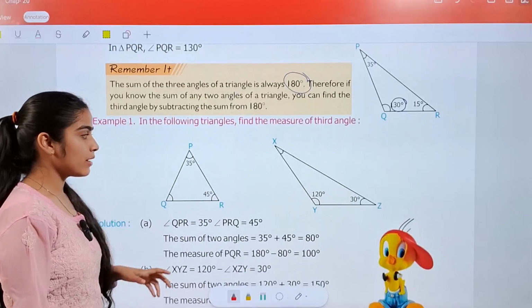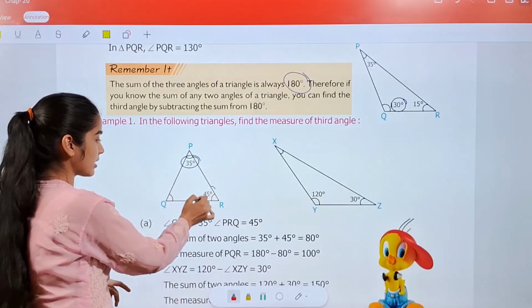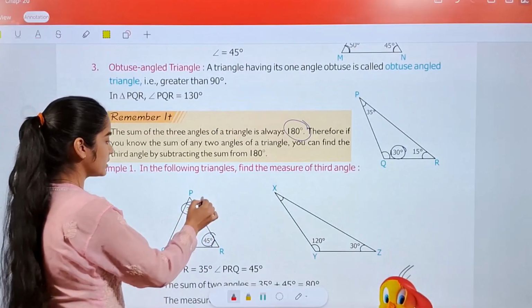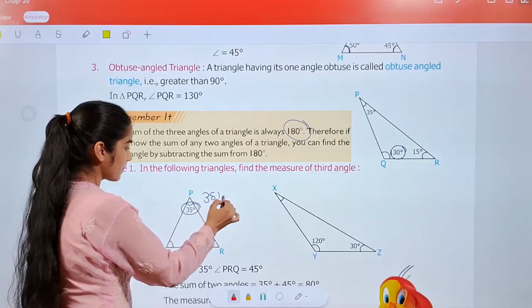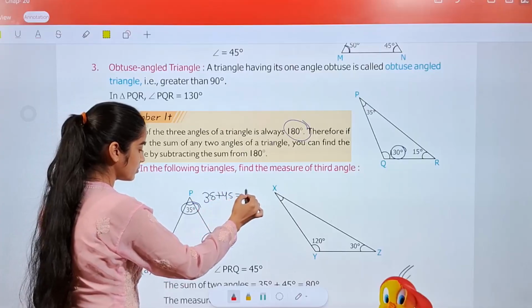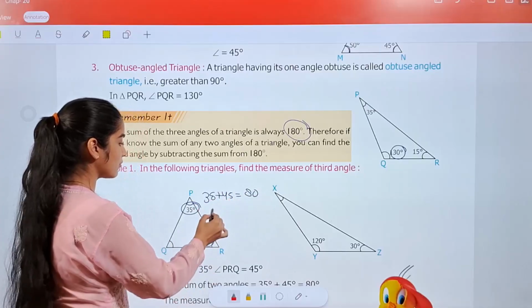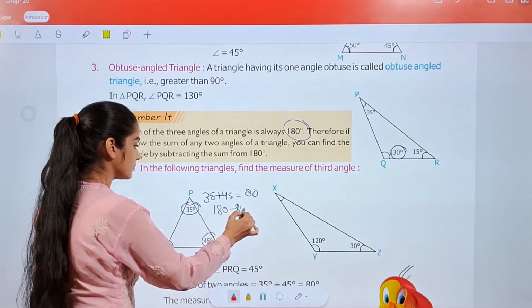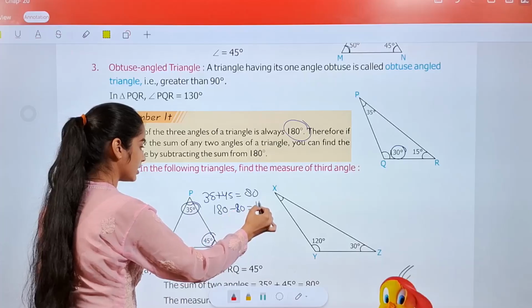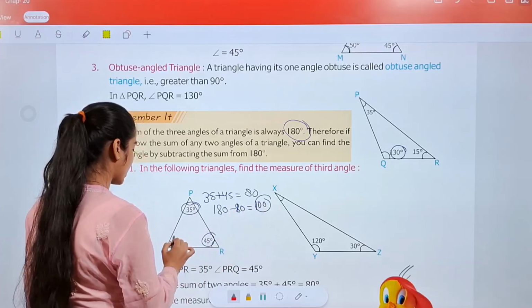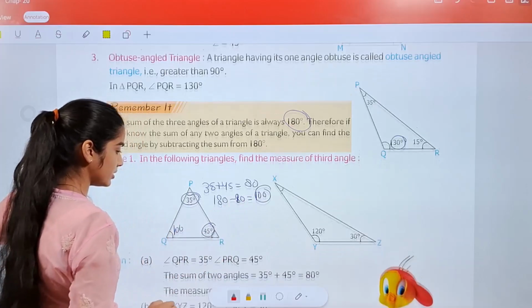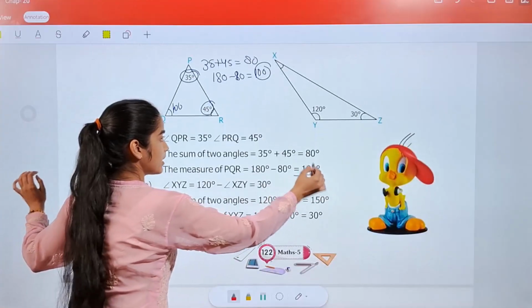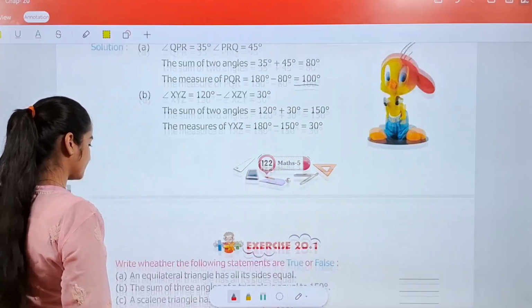So now what you have to do: you have two measurements in a triangle. First you have to add these two angles. 35 plus 45 is equal to 80. Now you have to subtract 80 from 180 and your answer is 100 degrees. It means the third angle is equal to 100 degrees. Okay, and you have to do the same for the second.